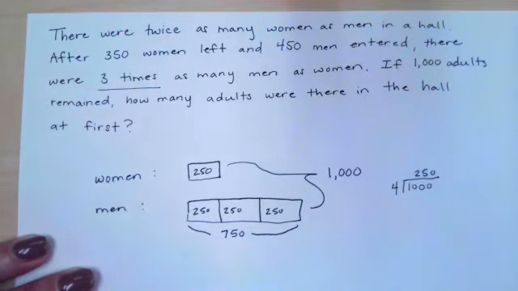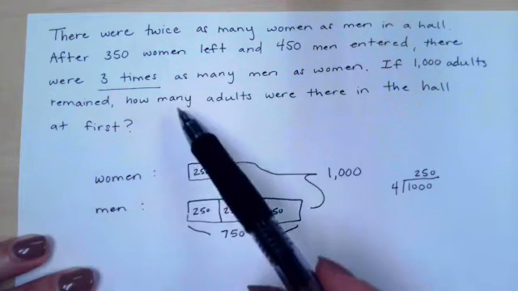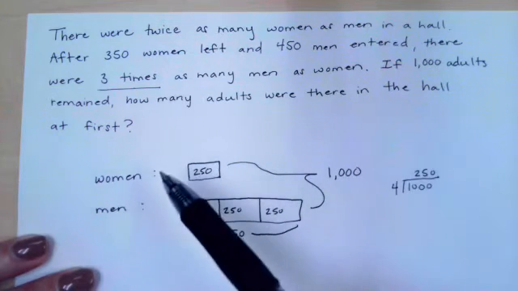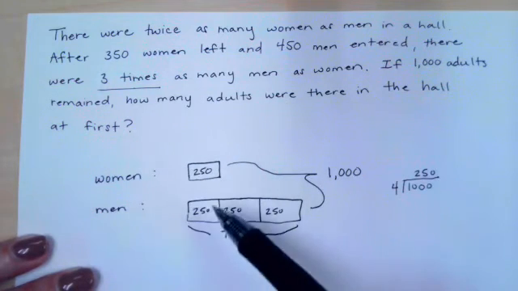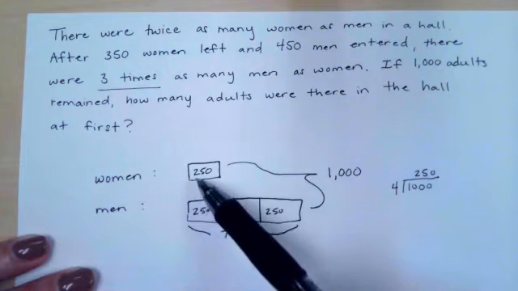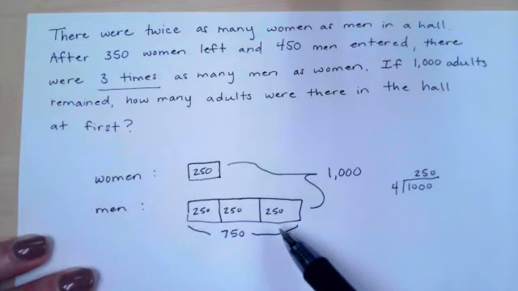Okay, so that's kind of our first core bit of information. But like I said, this model is more complicated. So we have to go a bit farther because we're trying to figure out how many adults were in the hall at first. Well, now that we know at the end there were 250 women and 750 men, we can go back and get more information.